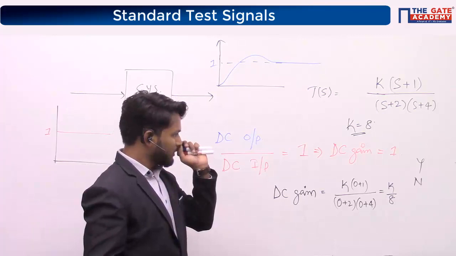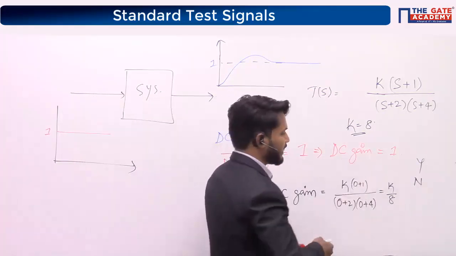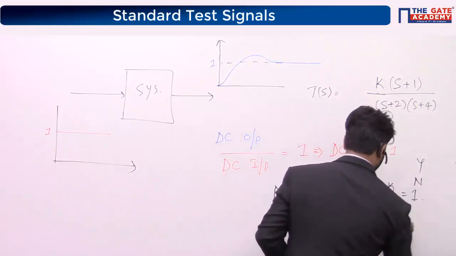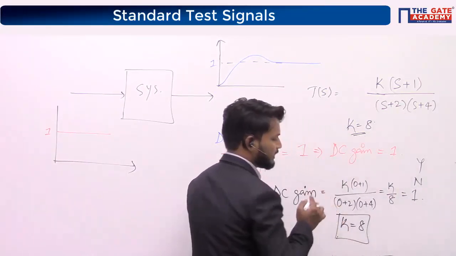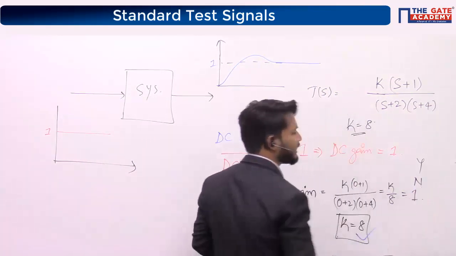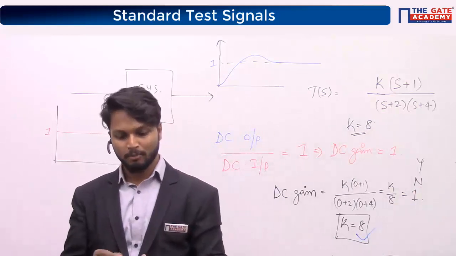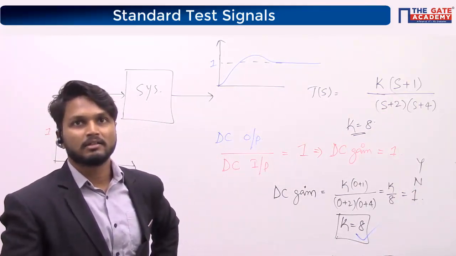So K by 8 is equal to how much? DC gain is given to be 1. K by 8 is equal to 1, which means K is equal to 8. Put K equal to 8 in this, now you will get the correct answer.